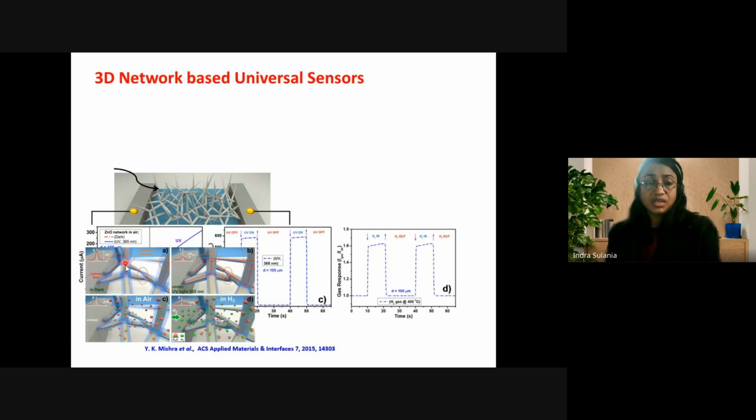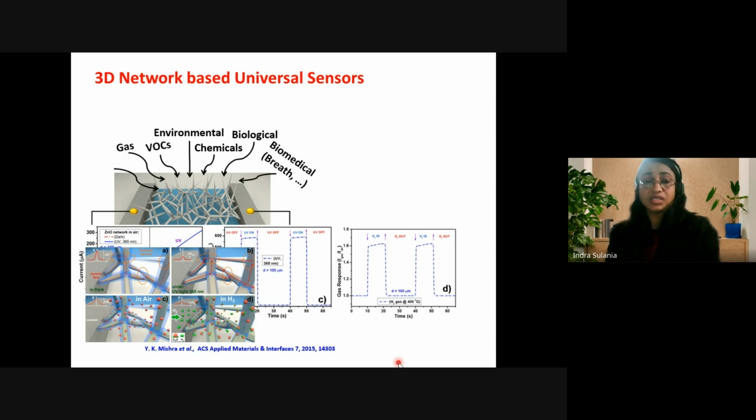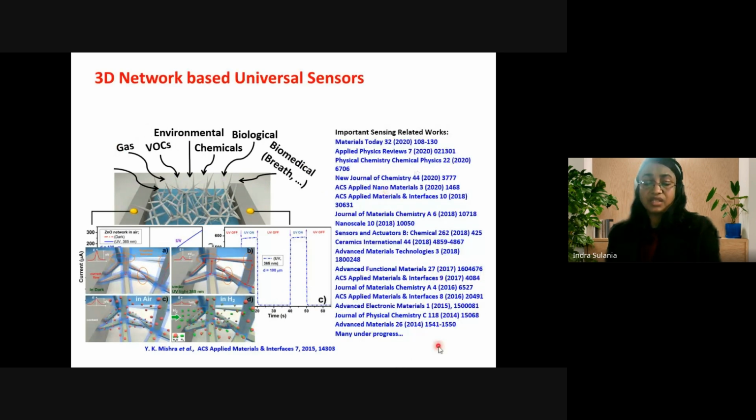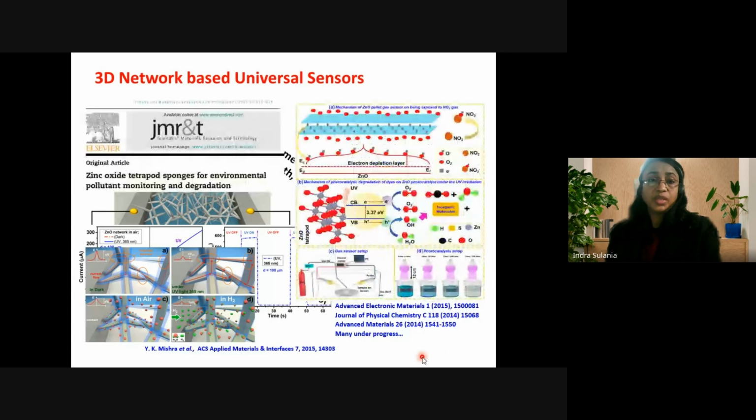Because of these active areas, every leg is acting as a zinc oxide nanorod, and the particles of the sensing gas are interacting with these rods individually, and they are giving us a good response. So they have multiple applications, and these are the findings of Professor Mishra's group.